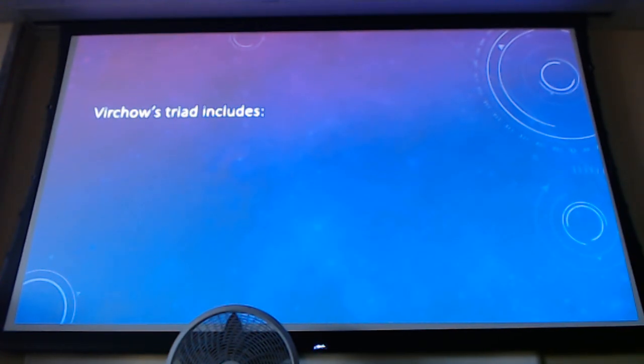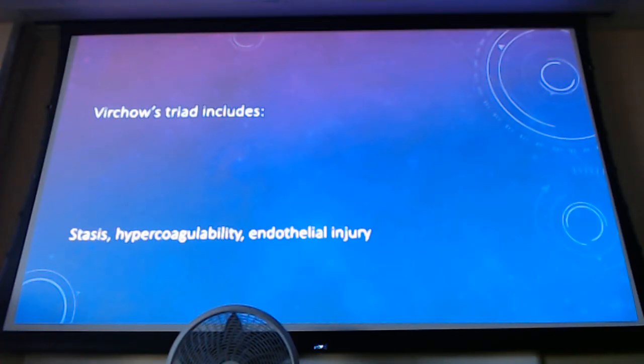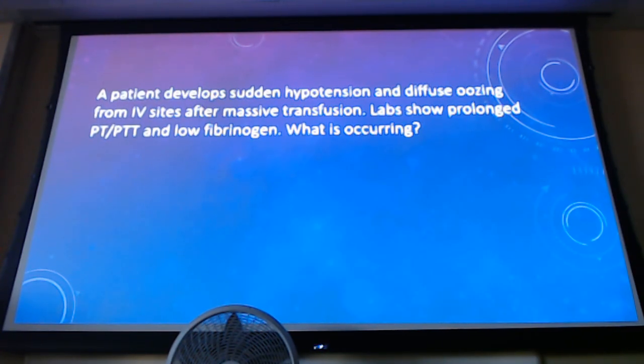Alright, what is Virchow's triad? What does it include? Stasis, hypercoagulability, endothelial injury. Good. Alright, a patient develops sudden hypotension and diffuse oozing from the IV sites after massive transfusion. The labs show a prolonged PT and PTT with a low fibrinogen. What is occurring? This is DIC. Okay? You have prolonged PT, PTT, and a low fibrinogen. It doesn't really affect the platelets. Okay?